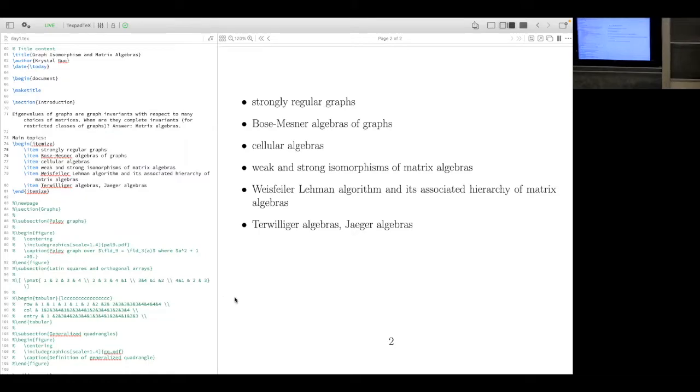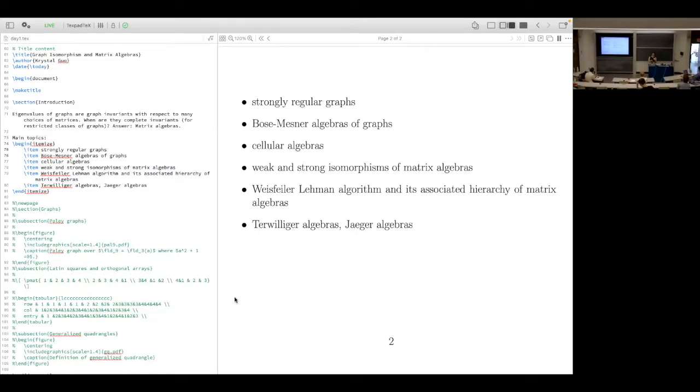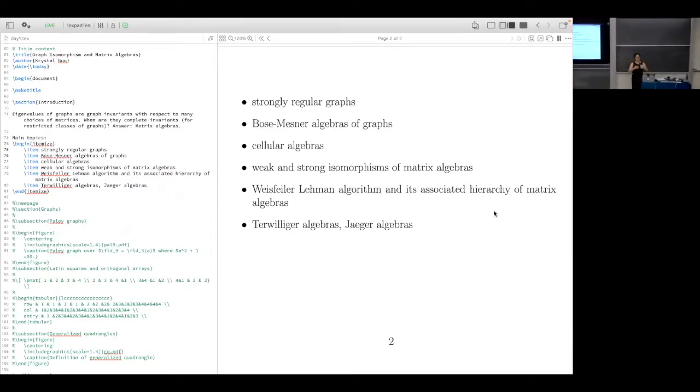And then once you have cellular algebras, there's a difference between strong and weak isomorphism. I think maybe a better name for these things is algebraic and combinatorial isomorphisms of matrix algebras, where what you want is some setting where, if the graphs are actually isomorphic as graphs, the associated matrix algebras have a strong isomorphism. And if they are not necessarily isomorphic, you want the matrices to not distinguish them, you want them to be weakly isomorphic. And then you can prove theorems about these types of things.